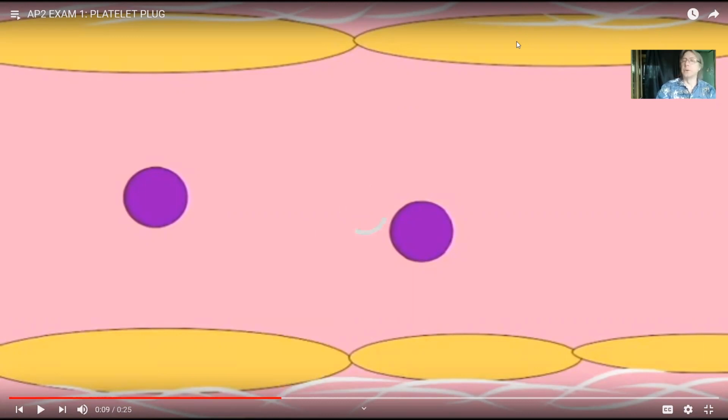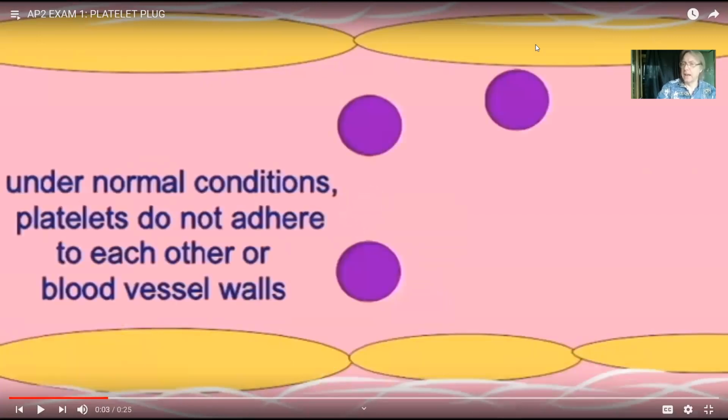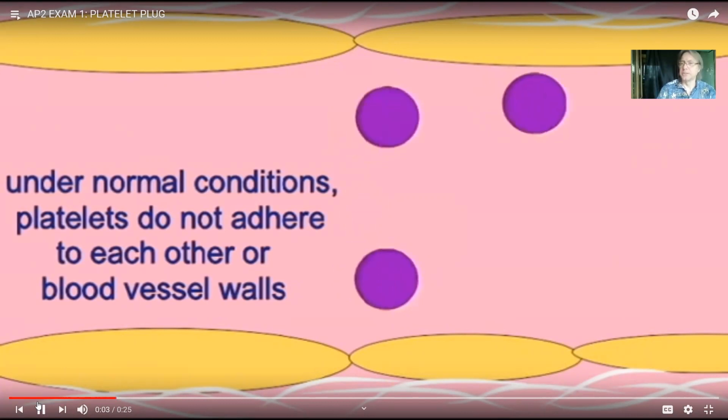So I tell them, watch the platelets, they're going to do something exciting, and they don't. When they hit each other, they bounce off. And when they hit the cell lining the blood vessel wall, which is called the endothelial lining, they bounce off. So under normal conditions, my students realize I lied to them on the second day of class. They're not very exciting. They bounce off each other. They bounce off the lining of blood vessel walls.